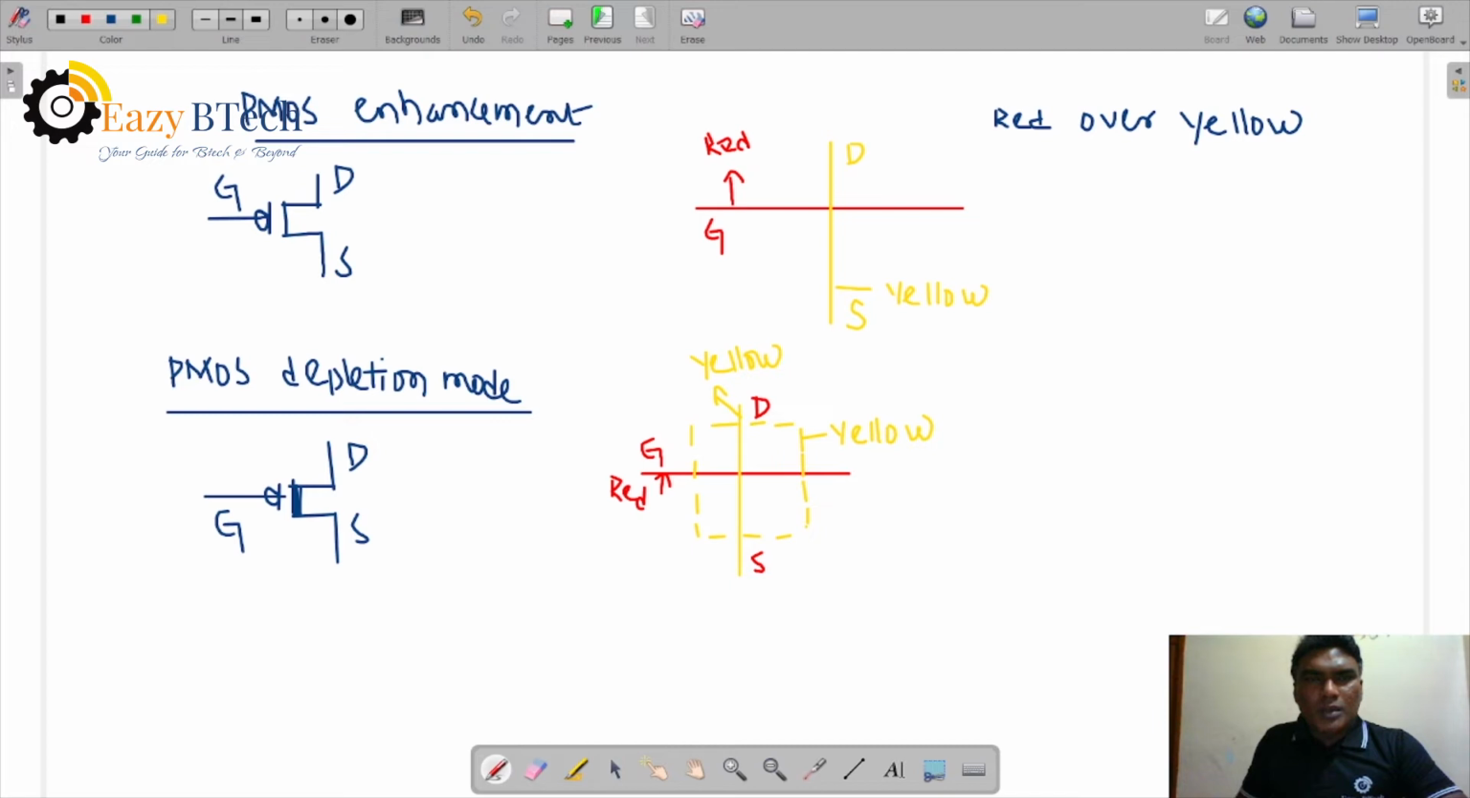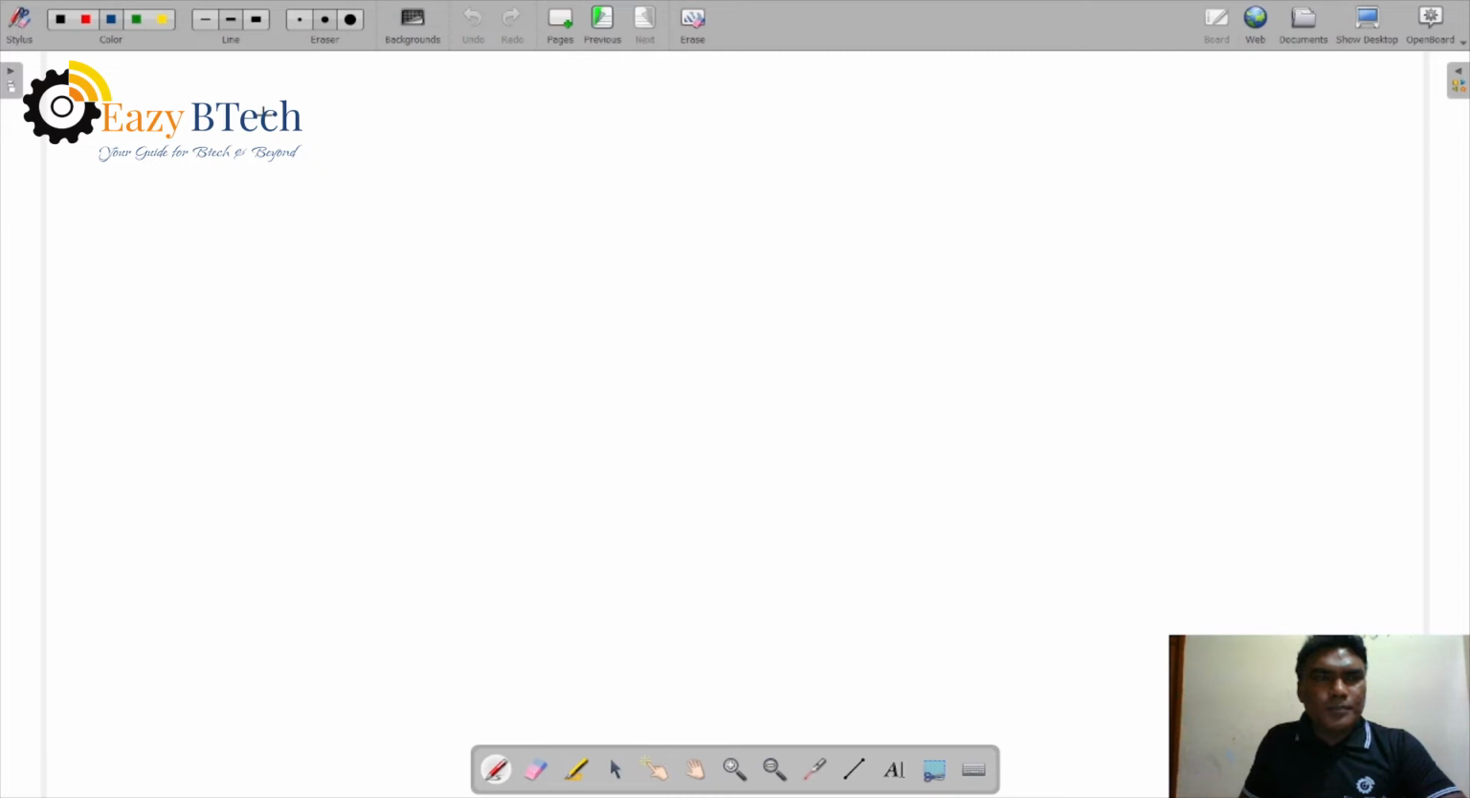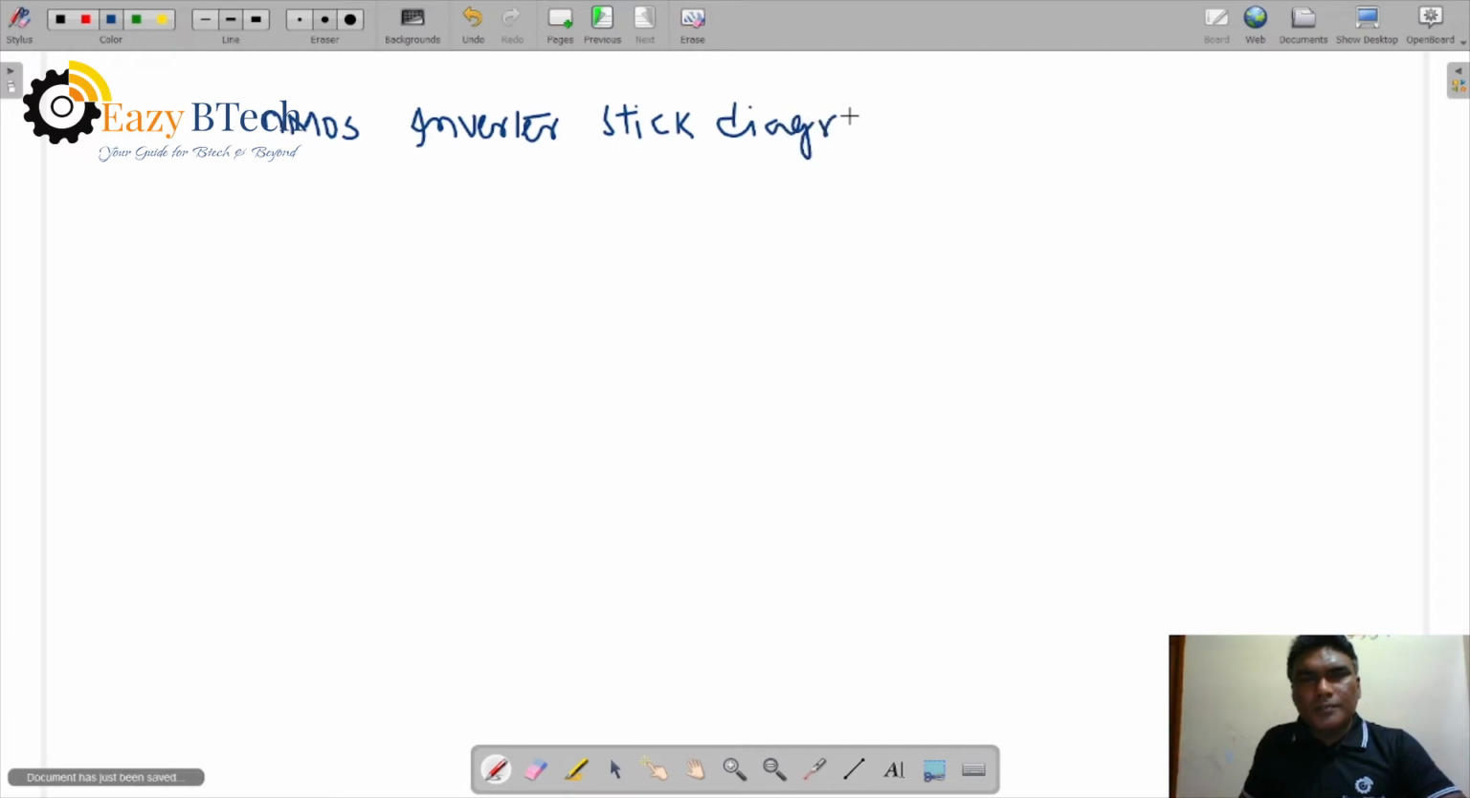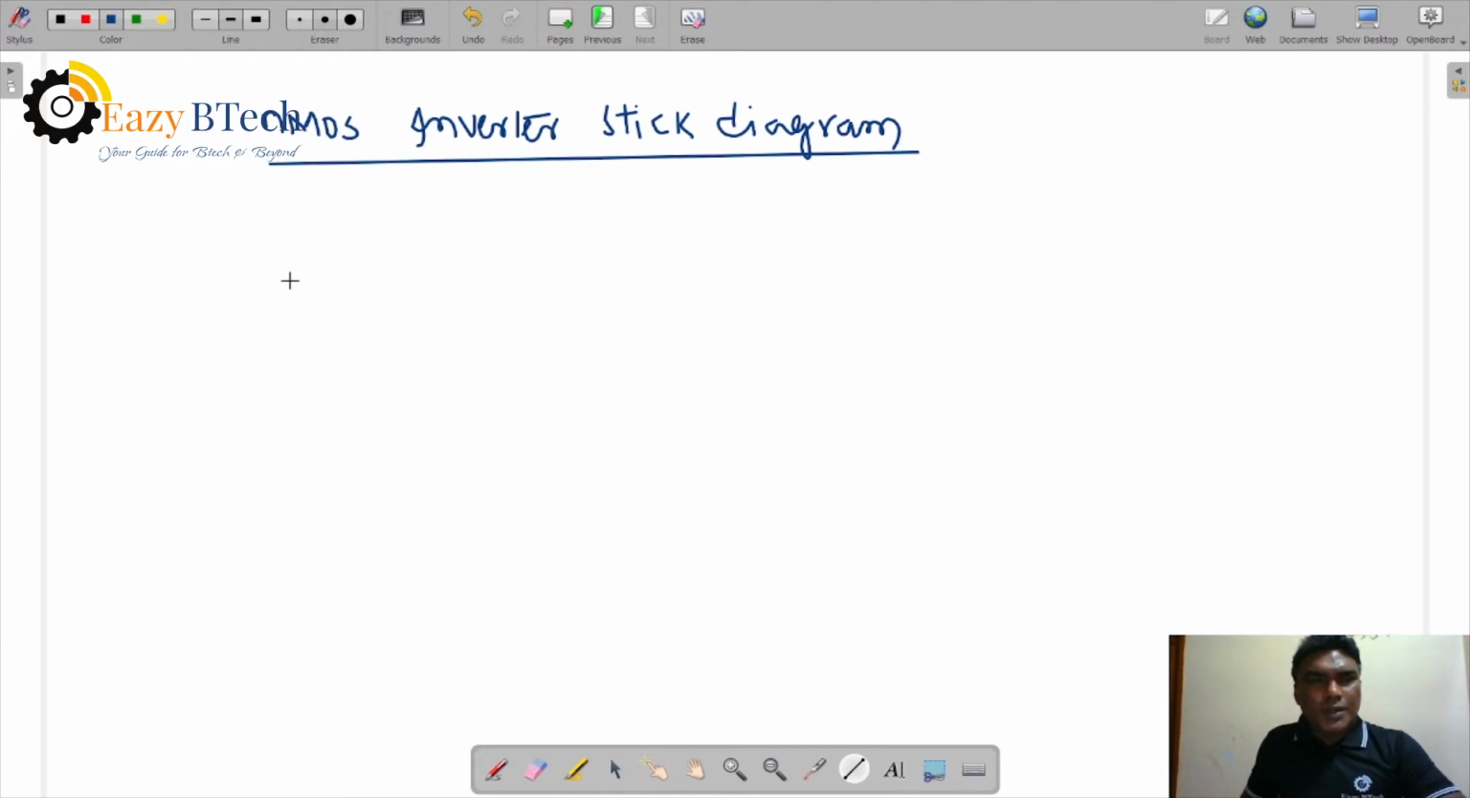So let us draw the NMOS inverter stick diagram. We have an inverter. How can you draw this in a stick diagram?